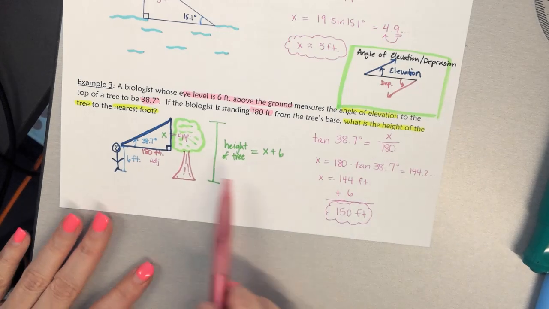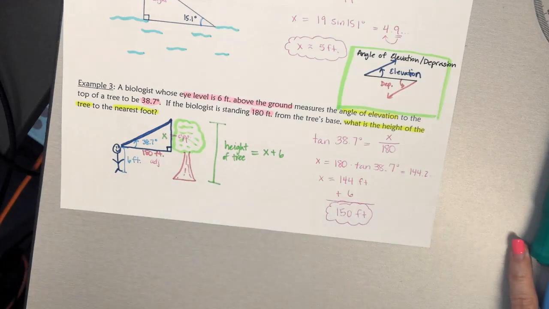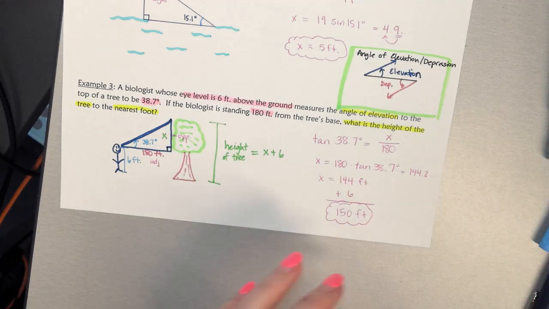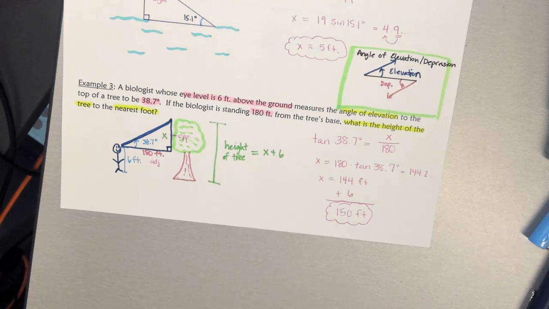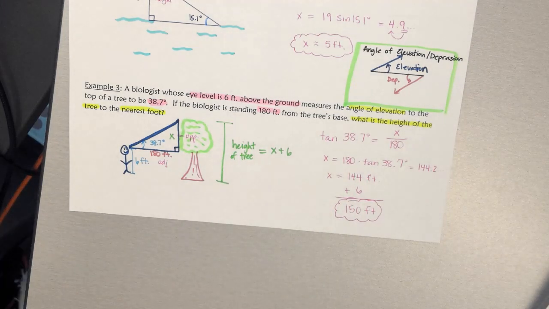Okay, so we can use tangent to find x. Once we have that, we're going to add the 6 to it. All right, any questions about using SOHCAHTOA for solving the story problems? We're going to move on to the arc length.